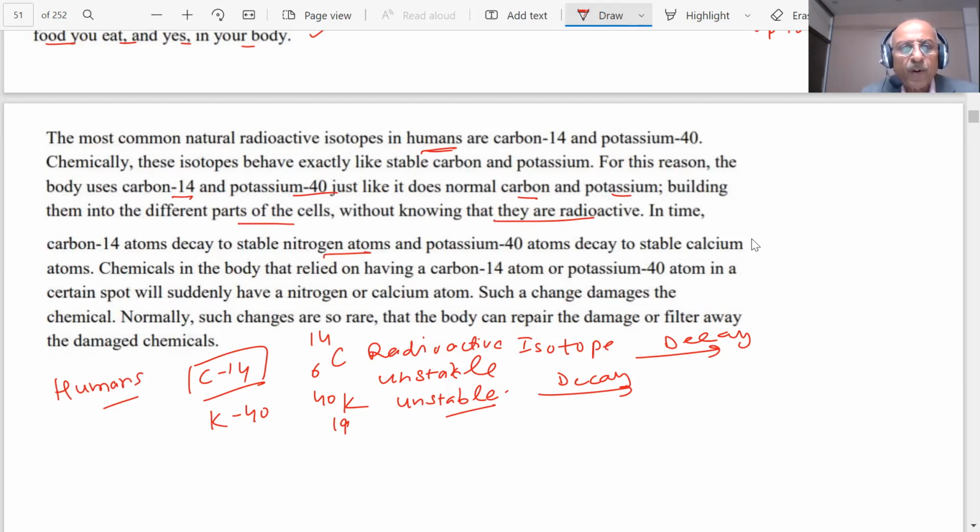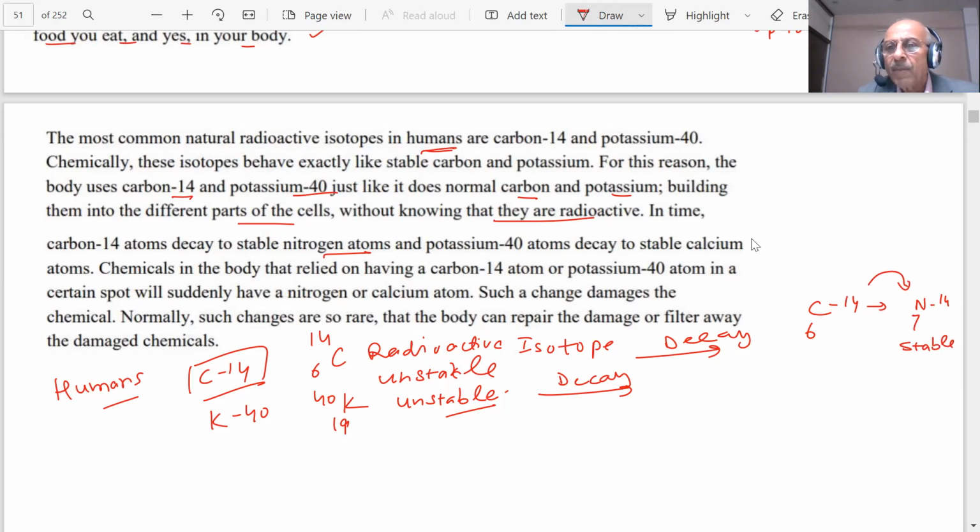What happens? Carbon 14 decays to form a more stable nitrogen 14. 14 is the atomic mass of nitrogen. So this is 6, this is 7, and 14 is the mass number. So it is producing nitrogen, which is more stable.